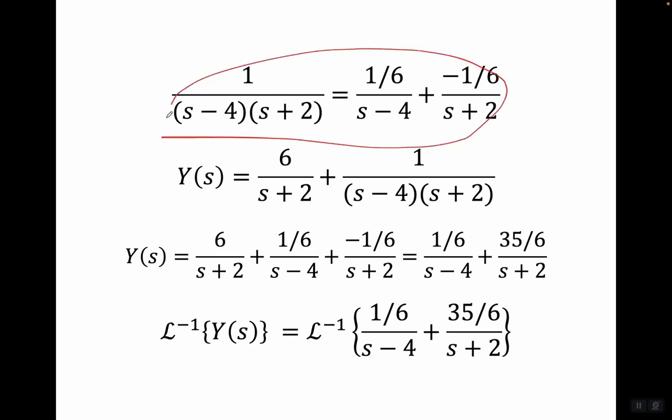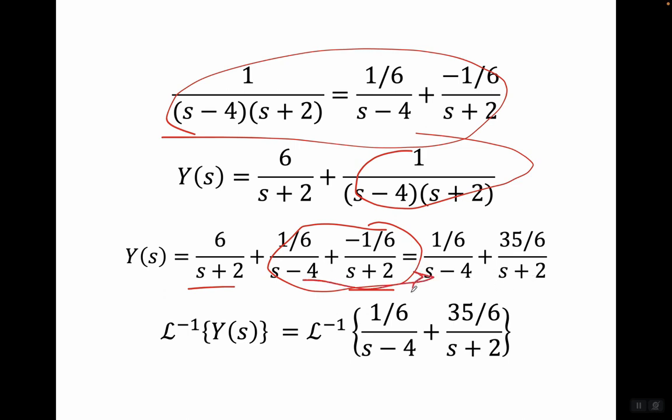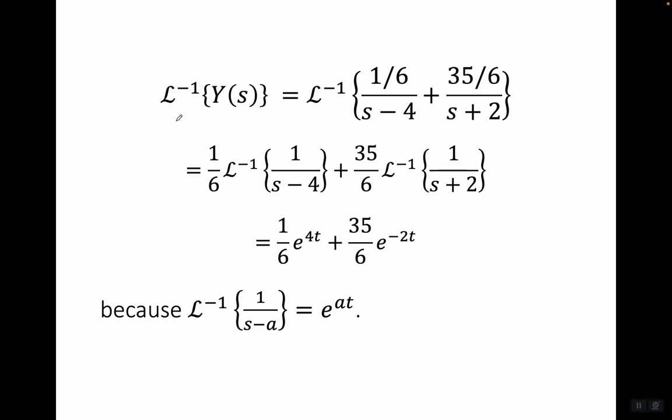We can rewrite 1 over (s minus 4)(s plus 2) in this fashion, and so we do. So we have Y of s equals 6 over s plus 2, plus, again, this is what we had earlier, but we can introduce the new and improved version of that statement. Notice that this is a 6 over s plus 2, this is a minus 1/6 over s plus 2. We can combine those and just get 35/6 over s plus 2 over here, and the 1/6 over s minus 4 just carries over. So now we just take the inverse Laplace transform of each side. Inverse Laplace transform of Y of s, that's just going to be y of t.